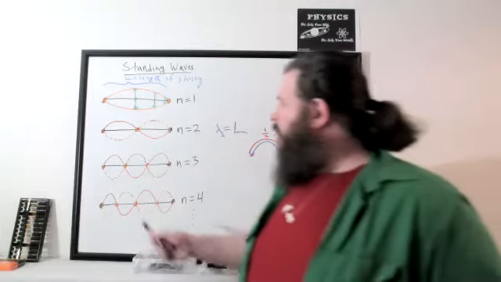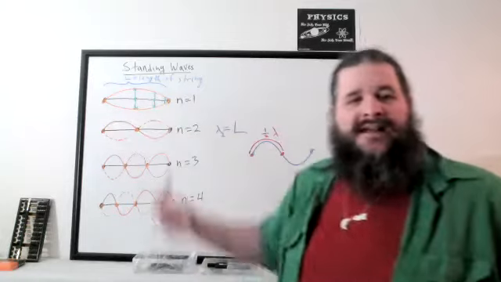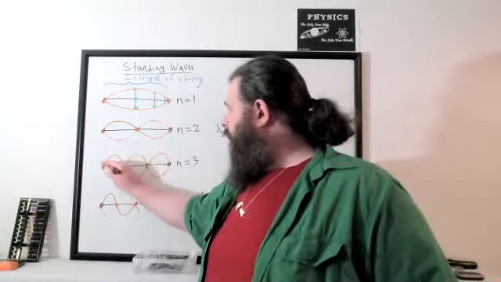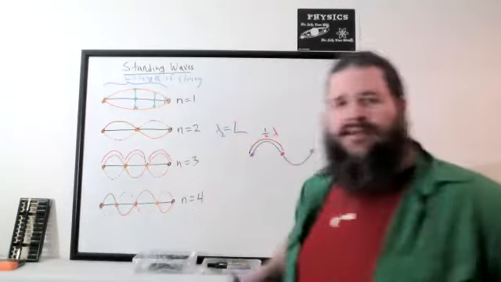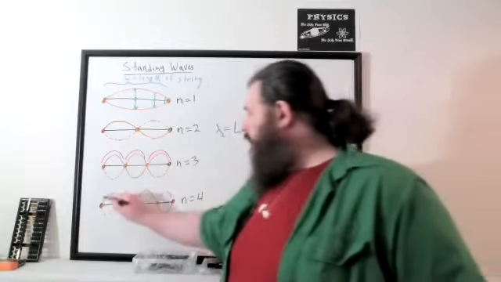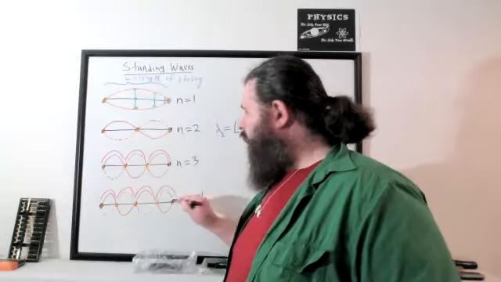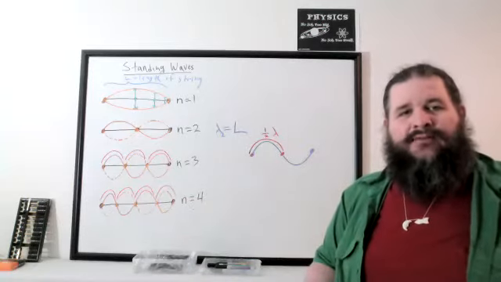And since we're going from a fixed endpoint to a fixed endpoint, that means we have to start and end at a node. If you're starting and ending at a node, then you have a whole number of half cycles: 1, 2, 3 half wavelengths. Or for the n equals 4 case, we've got 1, 2, 3, 4 half wavelengths. The n equals 5 case likewise would have 5 half wavelengths.